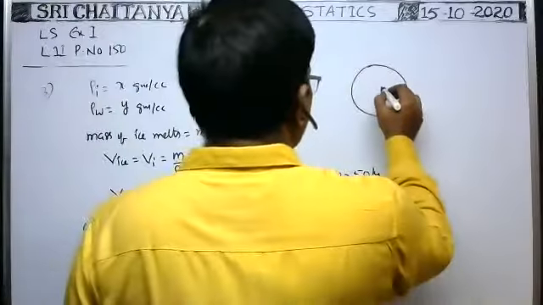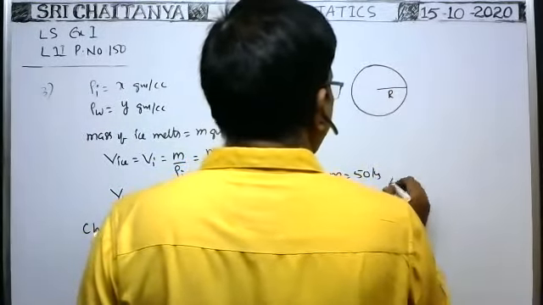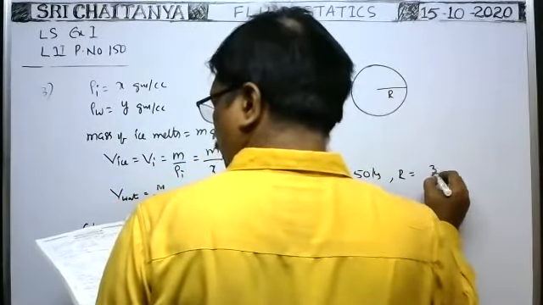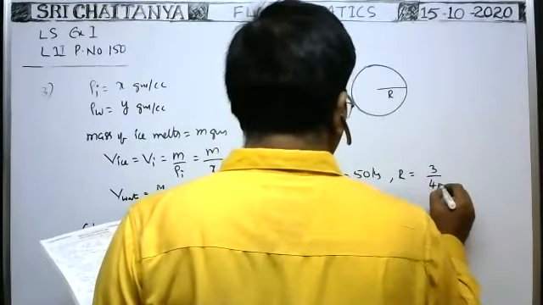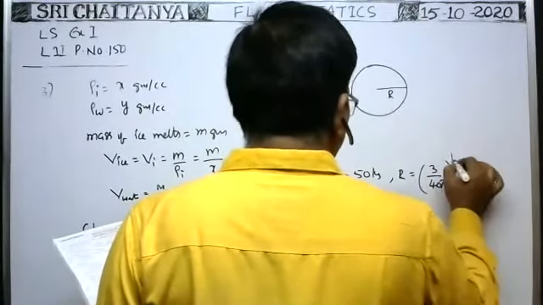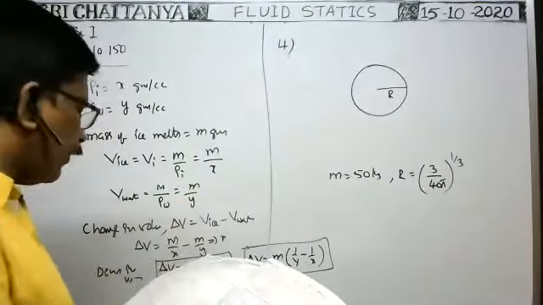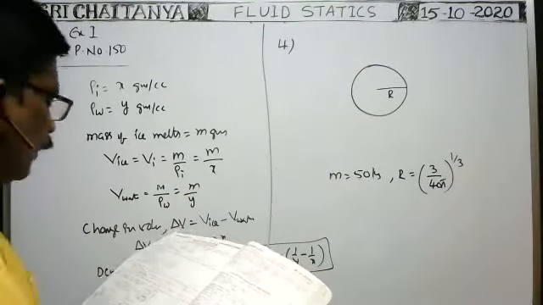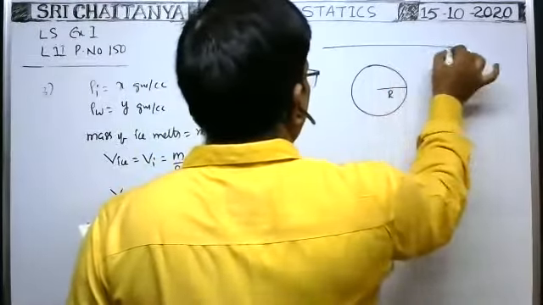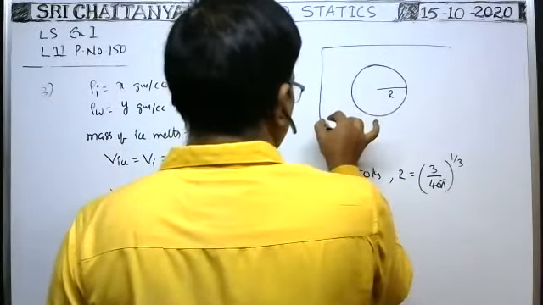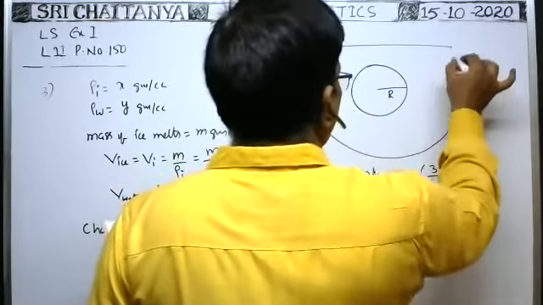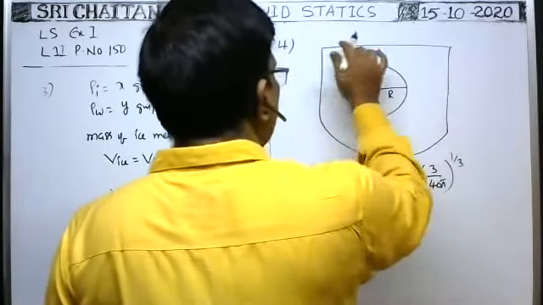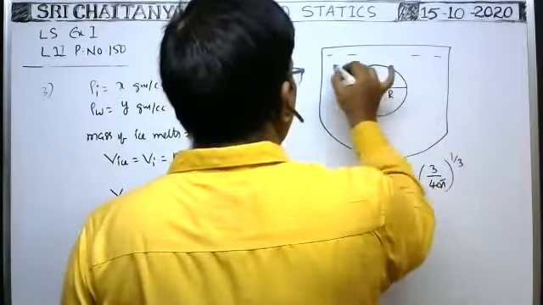And the radius of the hollow sphere, this capital R, is equal to (3/45) whole to the power of 1/3, given. It is immersed in a tank of water of density. Here there is a tank. In this tank, it is filled with water.